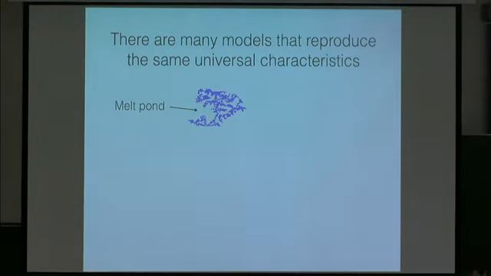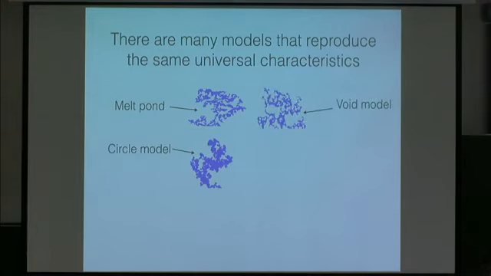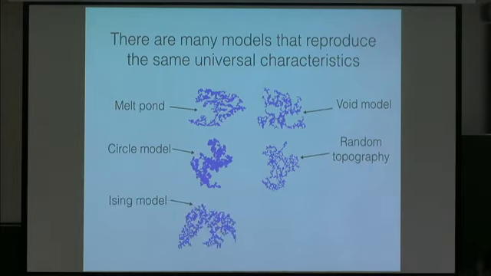And okay, so I'm going to give a couple of examples of all of these different models which might give the same geometric features. So here's a melt pond. We see it in the void model, for example, just overlapping circles. It's also going to give the same universal characteristics. Ken talked a little bit about the random topography. It's also going to give the same universal characteristics because of it having these two ingredients, which are just the randomness and the scale.